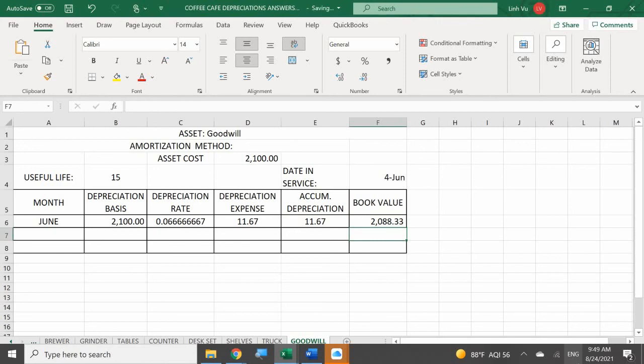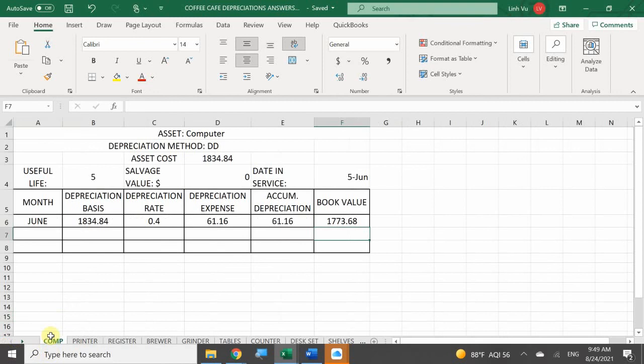Save your depreciation tables, because now we're going to be copying all of that information into our journal. Wherever you want to start, you can start. In this case, I'm going to go one at a time, starting from the first table, which is the computer, and we're going to make it all the way down to amortization.